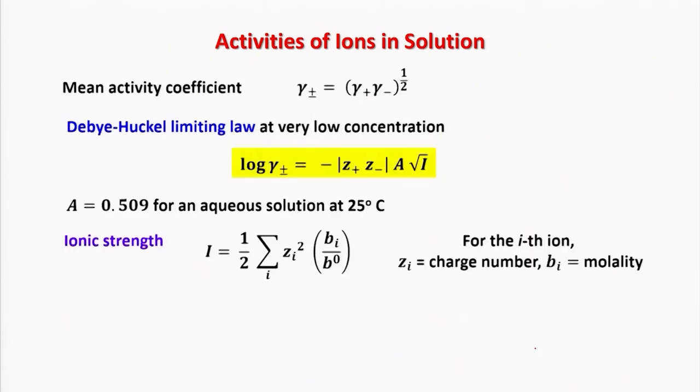And of course, application of the mean activity coefficient requires that these mean activity coefficients should be measurable for a given ionic solution, and the Debye-Huckel limiting law tells you how to find out the mean activity coefficient at very low concentration of this electrolyte solution in terms of the known coefficient A, whose value is given for an aqueous solution at a given temperature, and also in terms of what is known as an ionic strength. And if you know the composition of your cation and the anion and the charge numbers on them and the molality of the ionic solution, you should be able to find out I, and then by using the Debye-Huckel limiting law, one can find out the mean activity coefficient.